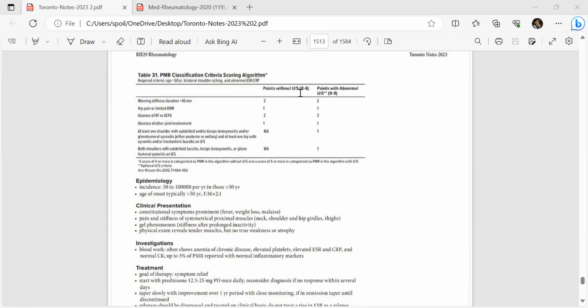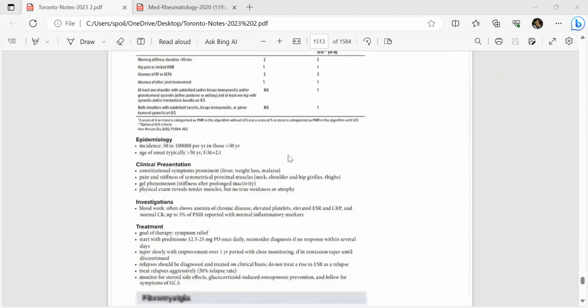If you're not doing ultrasound, then these are the points: morning stiffness will be there, hip pain and limited range of motion will be there, absence of rheumatoid factor or anti-citrullinated peptide antibody will be there, and absence of any other joint involvement. Because on the ultrasound we can see the inflammation of the surrounding areas as well, there will be one point for them.